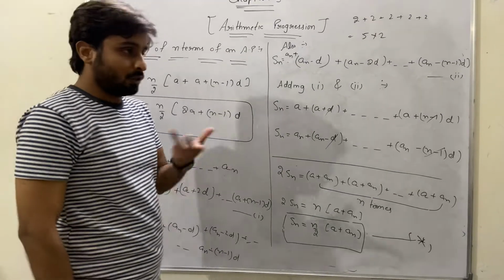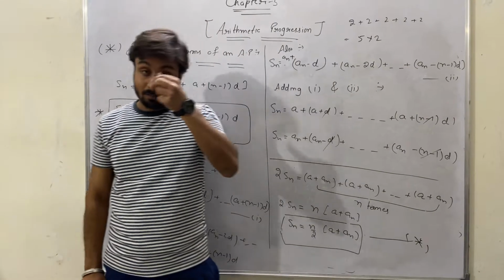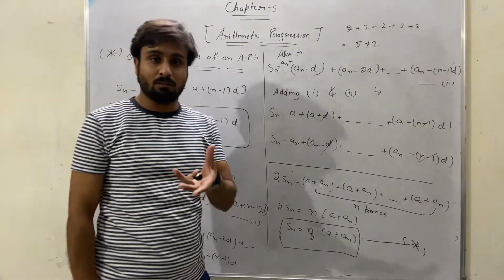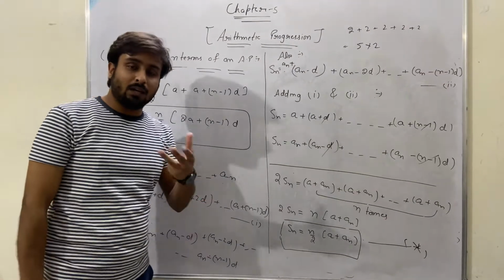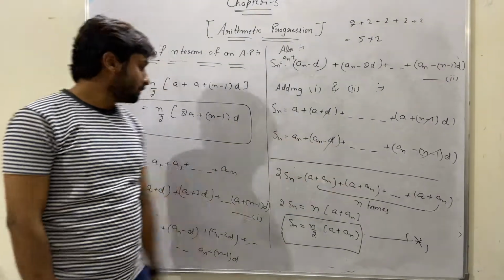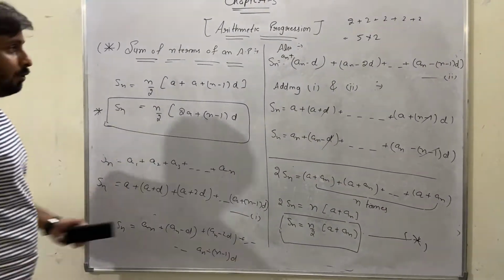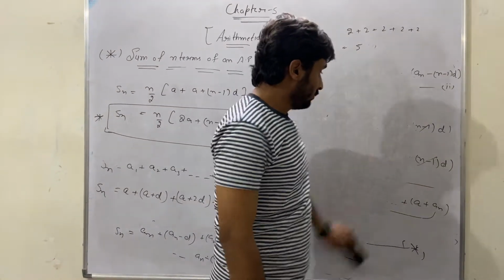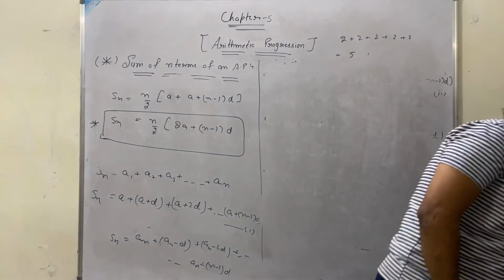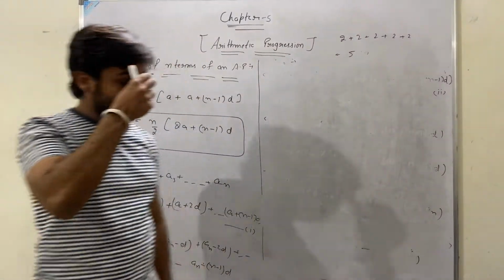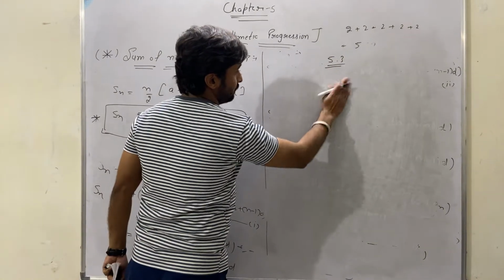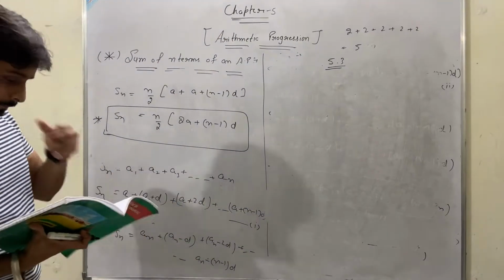So in the question, you will be given an AP, right? And you will be given the number of terms or a condition to find the number of terms. First we will find the number of terms, then we will find the sum of the AP. In your exercise 5.3, there are numerous questions which we will solve. I'll send you the notes also. I have already sent you some notes. The method is very simple to find the sum of n terms of an AP.